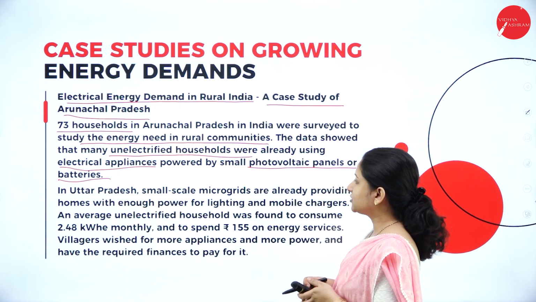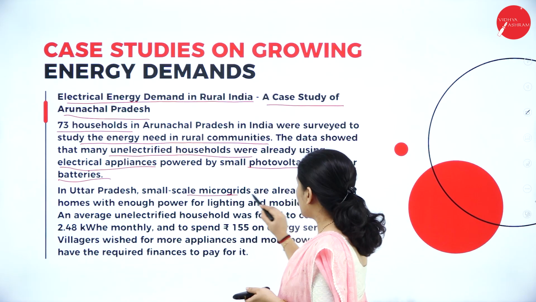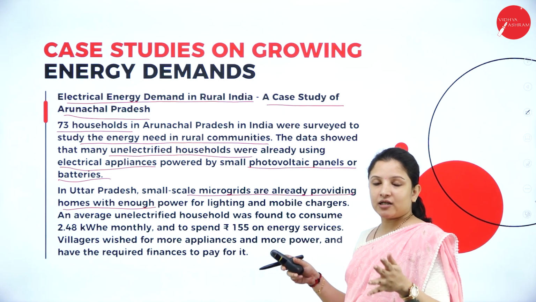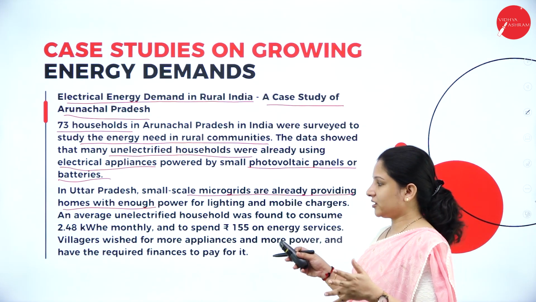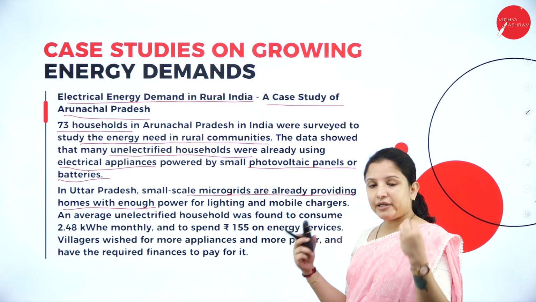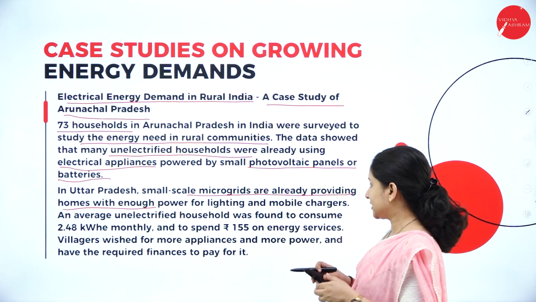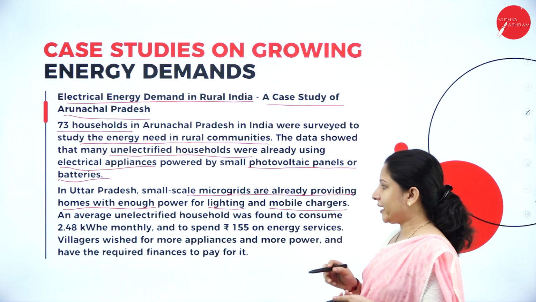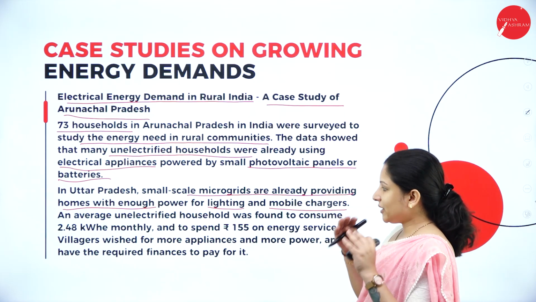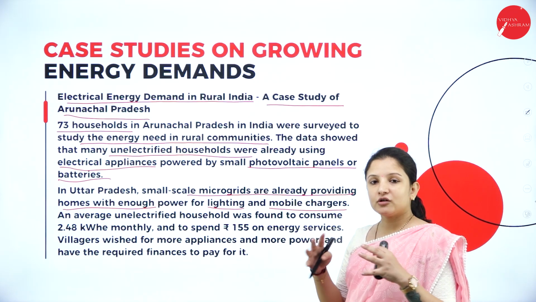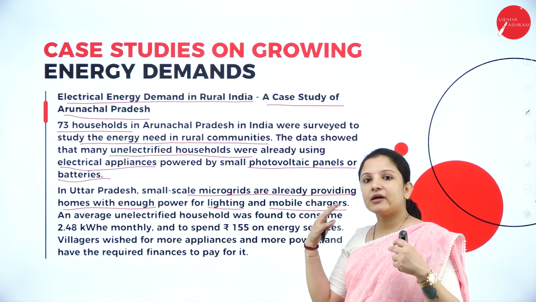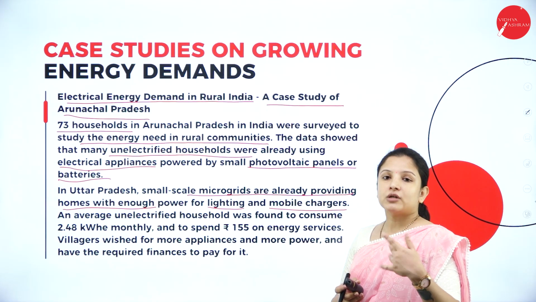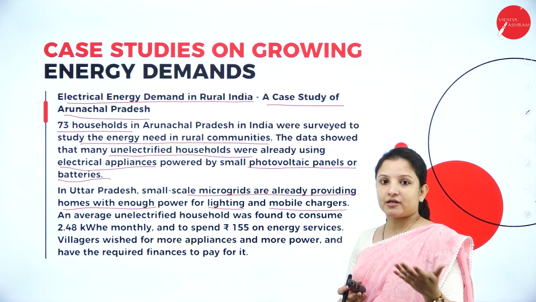And in Uttar Pradesh, small scale microgrids are already providing homes with enough power. So there are small scale energy generating units in Uttar Pradesh. They are already providing many homes with enough electricity, which is sufficient for lighting as well as for charging mobiles. But still people are not satisfied because they need even better equipment or electrical appliances, maybe to run a TV, a washing machine, a refrigerator and so on.